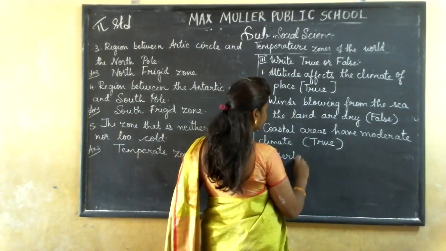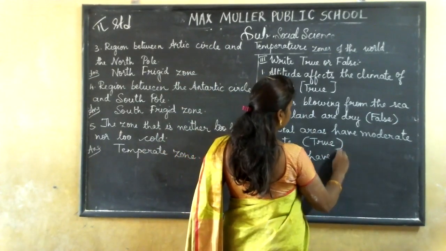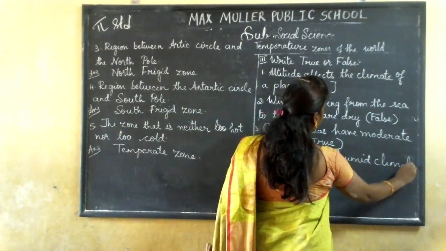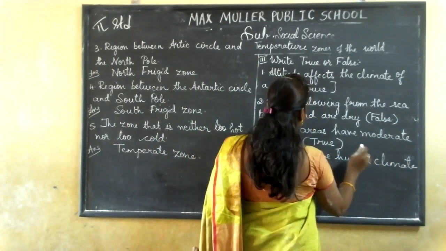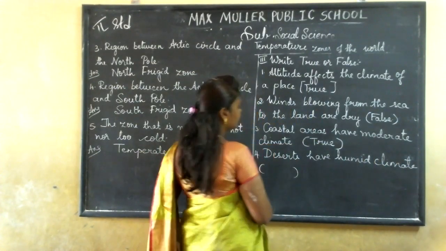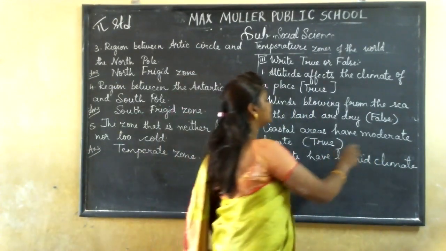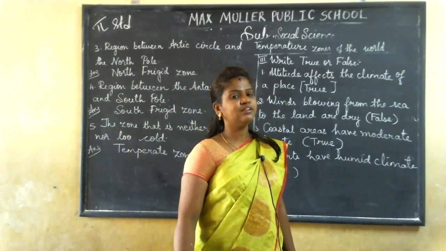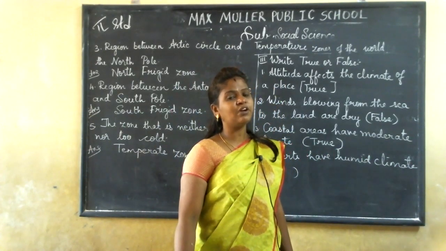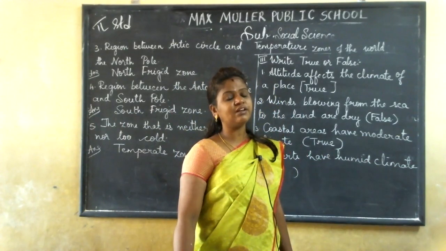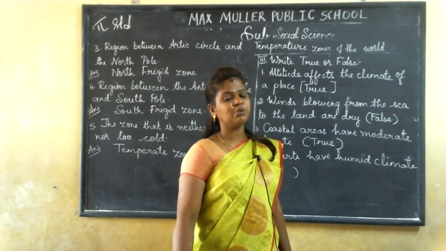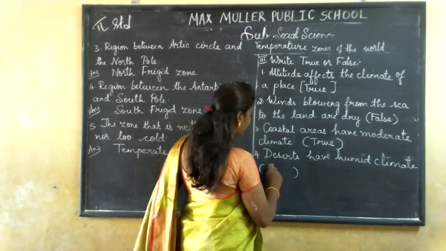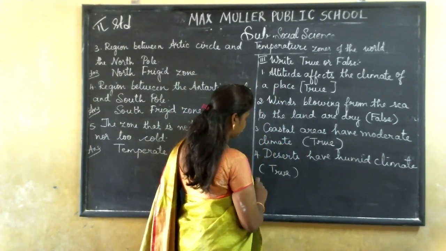Deserts have humid climate. Yes, here the deserts will have the humid climate. How can you say that? Because here during daytime it will be very hot, whereas when you compare in the evenings, what happens? It becomes very cold. So hence here the deserts will have a humid climate and it is true.